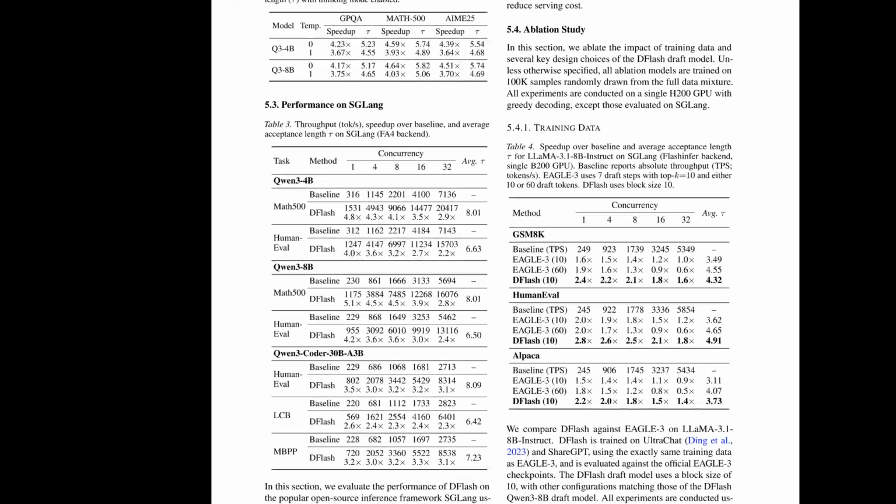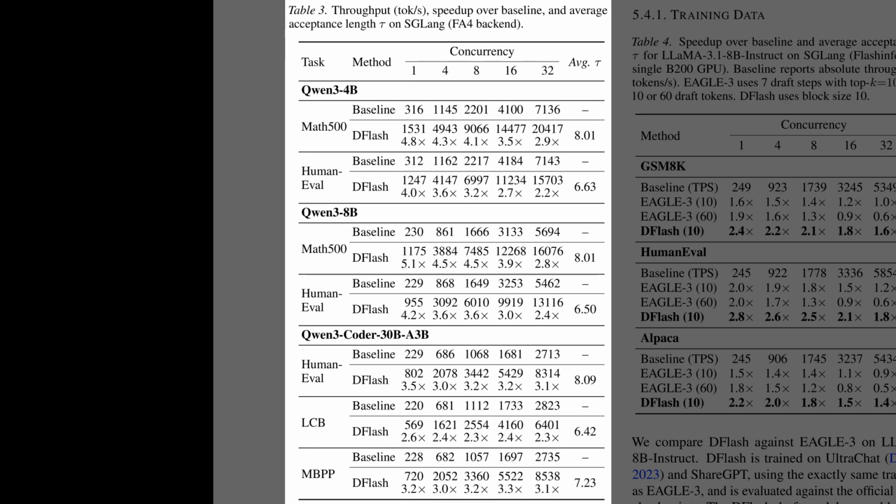So Table 1 covered the raw speedups. Now, Table 3 tests how DFlash holds up in a real serving environment, using SG-Lang. This table reports throughput and tokens per second across concurrency levels ranging from 1 to 32. Looking at the QN38B model on the Math 500 task, we see that DFlash starts with a massive 5.1 times speedup at low concurrency. Even when the load increases to 32 parallel requests, it maintains a strong 2.8 times advantage, delivering over 16,000 tokens per second.